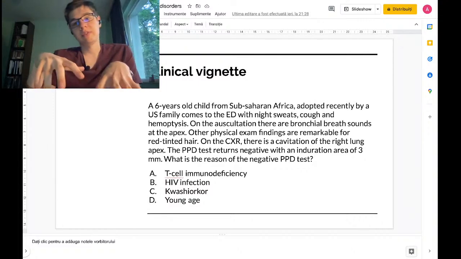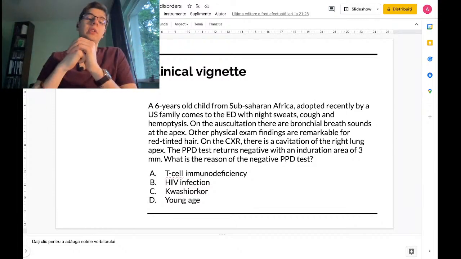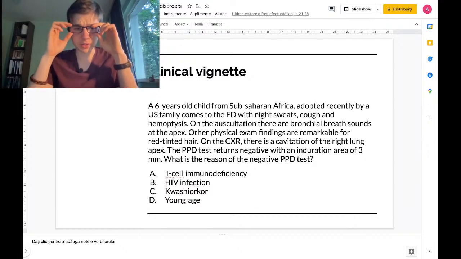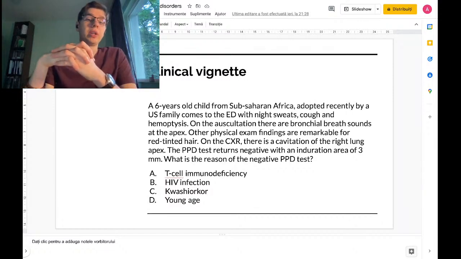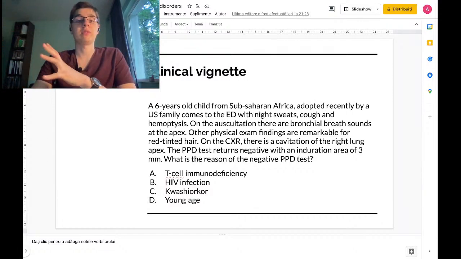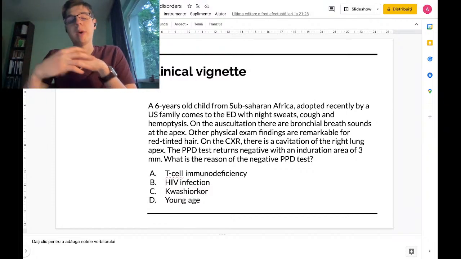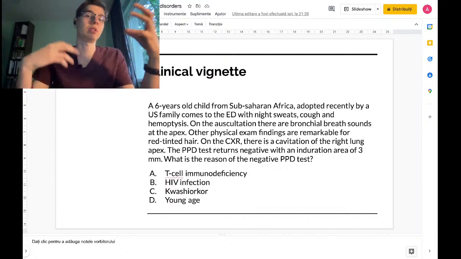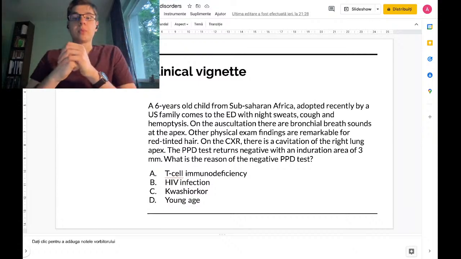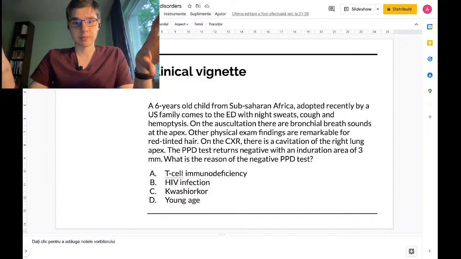Now let's go to the HIV infection. Indeed, in Africa there are higher rates of HIV infection. However, we have no indication in the question stem that the patient might be suspicious of HIV infection. Usually HIV infection in a child manifests firstly with respiratory infections or other types of recurrent infections. Here the presentation is of a typical tuberculosis case.